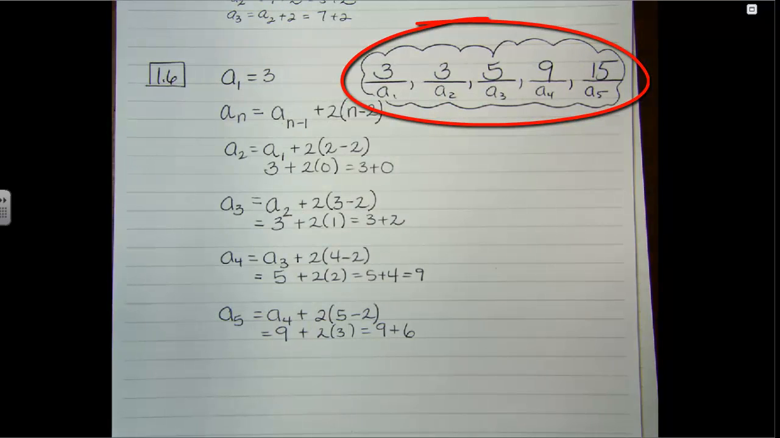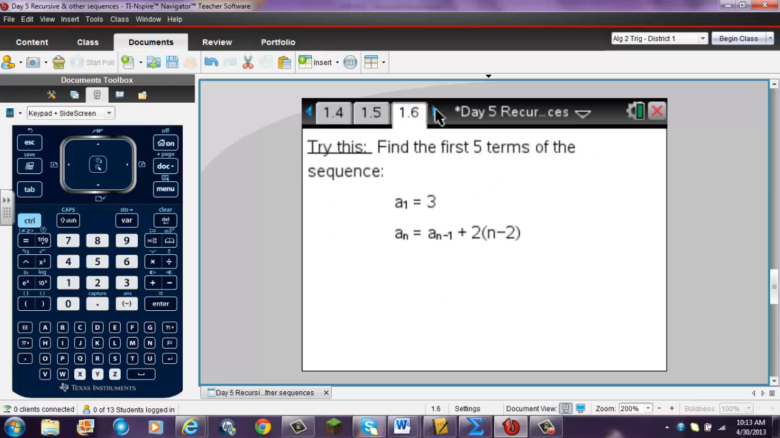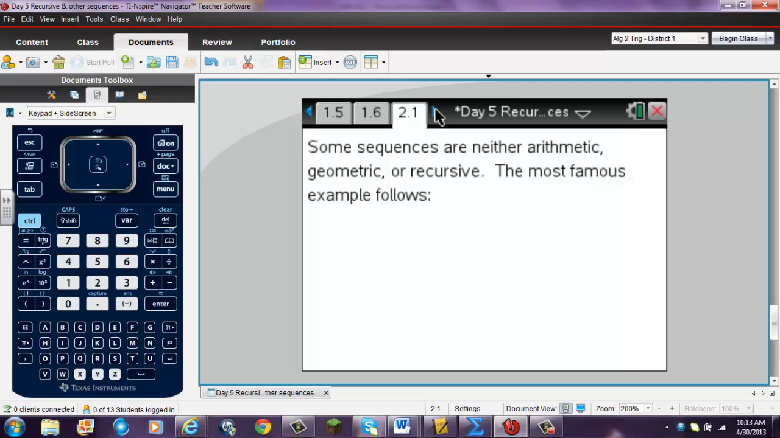That's all you need to know for those. Let's do some more. When you go to page 2-1, you need to know that there are some sequences that are not arithmetic, geometric, or recursive. The most famous example follows.